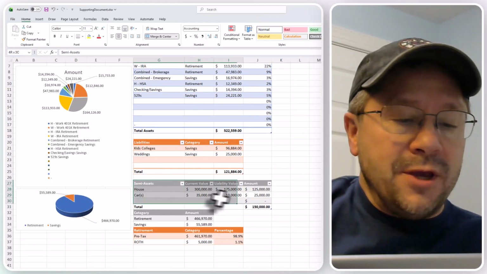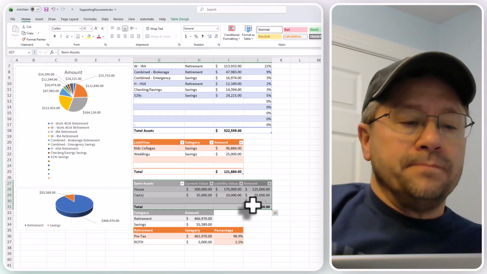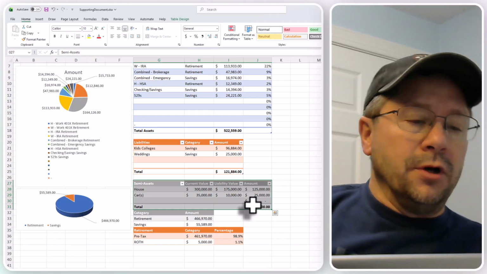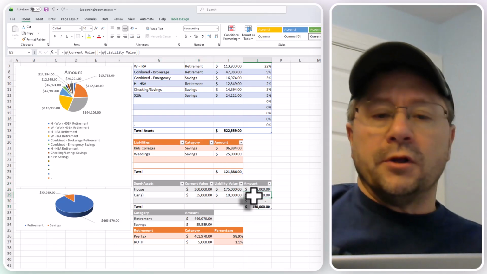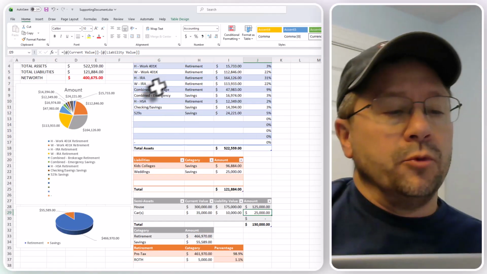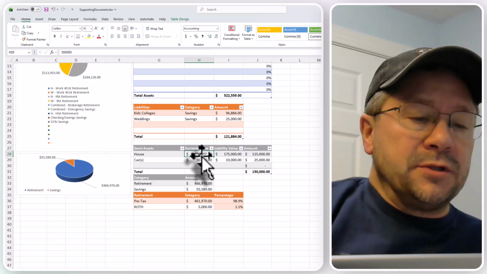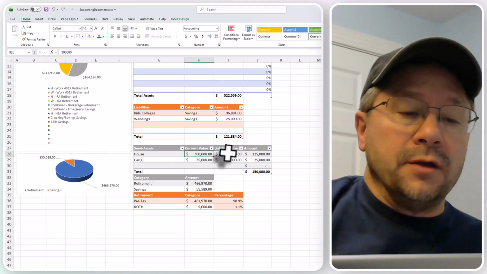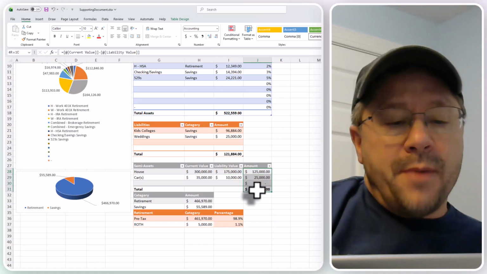I then put the semi-assets. So some people include this into their net worth. I kind of exclude it because most of these things don't really give you any income, right? Like until you sell it, then I probably wouldn't move it up here into savings. But I have the house in here, potentially what the current value is, the current liability, what you still owe on it, and then the amount that you have.